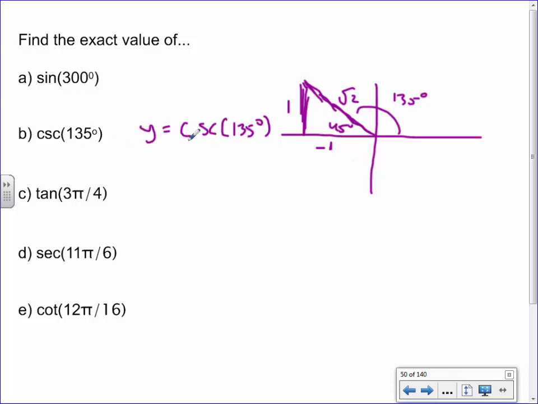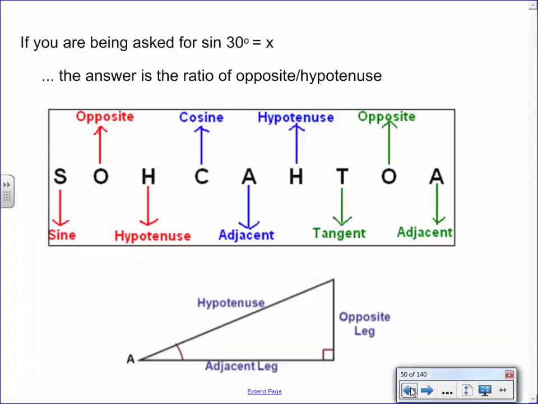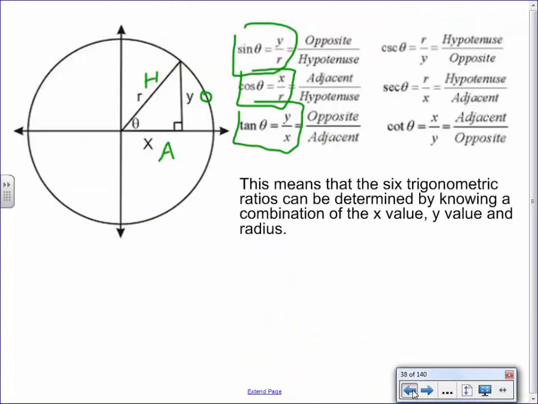Okay, well, now we have to understand what a cosecant is asking us to do. A cosecant is asking us what the relationship is between two sides. We just need to know which two sides we're talking about. And feel free, by the way, to go write these down from a previous set of notes. But a cosecant is asking you, how big is the hypotenuse compared to the opposite?